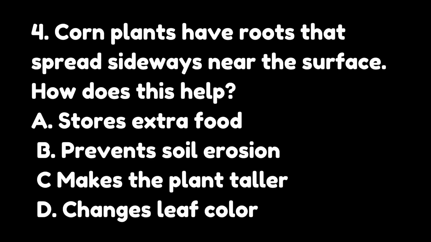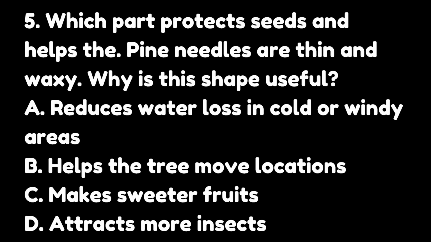4. Corn plants have roots that spread sideways near the surface. How does this help? A. Store extra food, B. Prevent soil erosion, C. Make the plant taller, D. Changes leaf color. 5. Pine needles are thin and waxy. Why is this shape useful? A. Reduces water loss in cold or windy areas, B. Helps the tree move locations, C. Makes sweeter fruit, D. Attracts more insects.